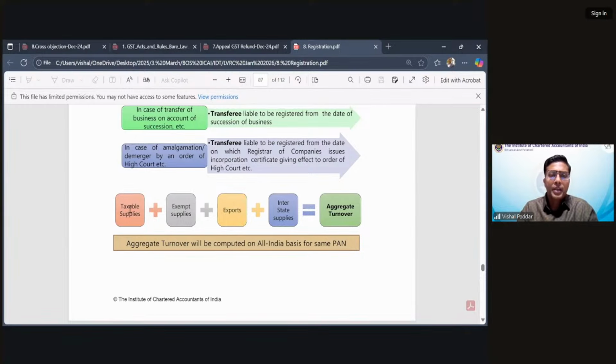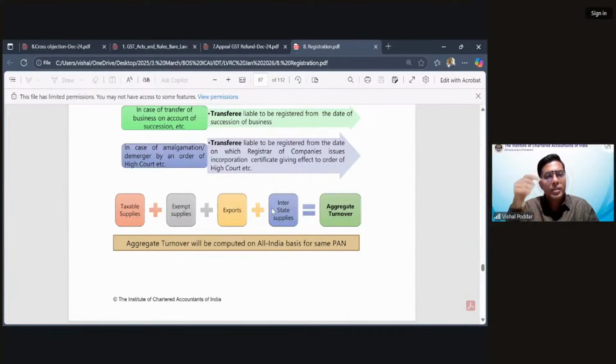So all taxable supplies. If your supplies include exempt supplies, which means nil rated, wholly exempt by notification, or even non-taxable, all 3 are included in exempt. Plus, if you are having exports, if you are having interstate, all your outward side supplies are included.